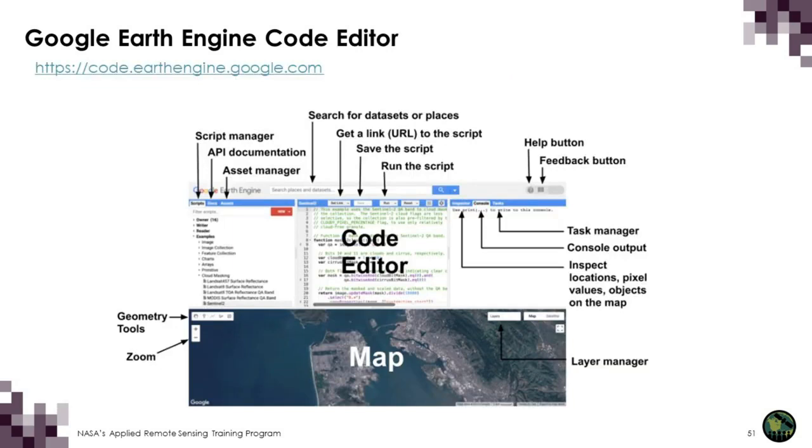So this is the Google Earth Engine code editor. On the far left, you've got your script manager. You've got documentation on the different functions that are available to you, and then you have your asset manager where you can upload images or shape files. In the middle, you've got your code editor, and on the far right, you've got your task manager and your console output, so you can output information about the images, or you can output graphs, for example, and you can inspect your image and print out pixel values or the location of a pixel, etc.